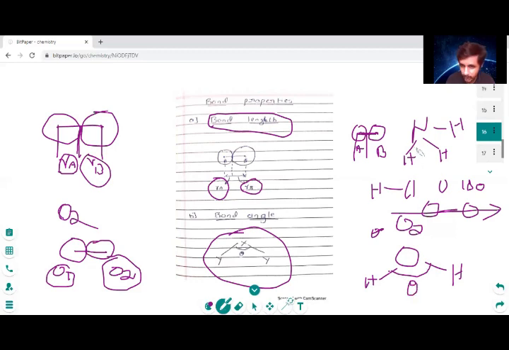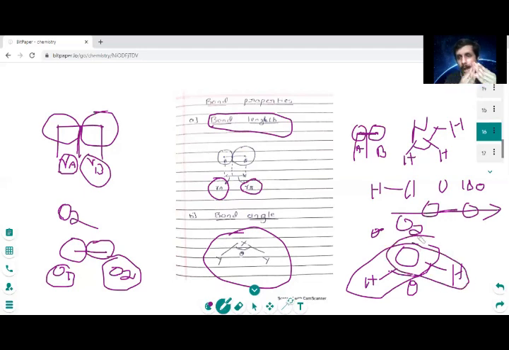Here also we can see 3 atoms. We need 3 atoms, 1, 2, and 3, to get a bond angle. And here also we can see a bond angle. Bond angle is the angle formed between 2 bonds. We have an OH bond here and an OH bond here. At what angle are these OH bonds present?